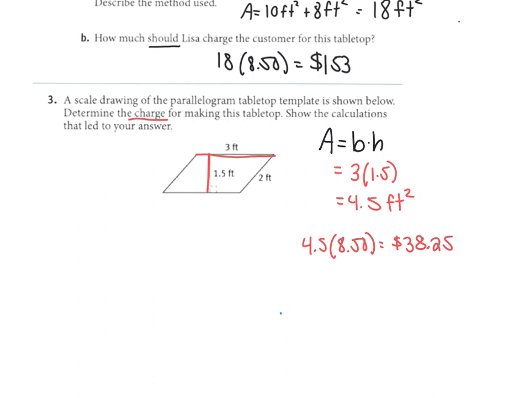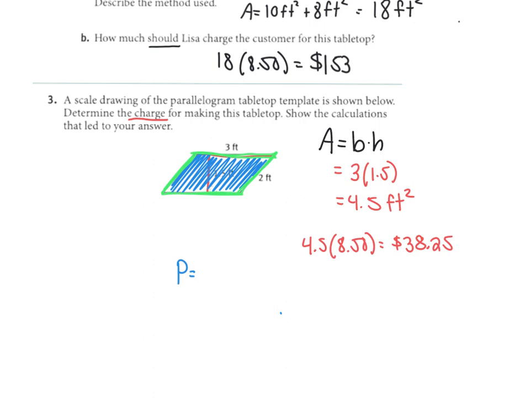Now do keep in mind that sometimes we're going to be talking about area versus perimeter. Area involves the space inside the tabletop. So when we're talking area, we are talking about this full space. If we are talking about perimeter of the tabletop, the perimeter is the distance around the edge of the tabletop.